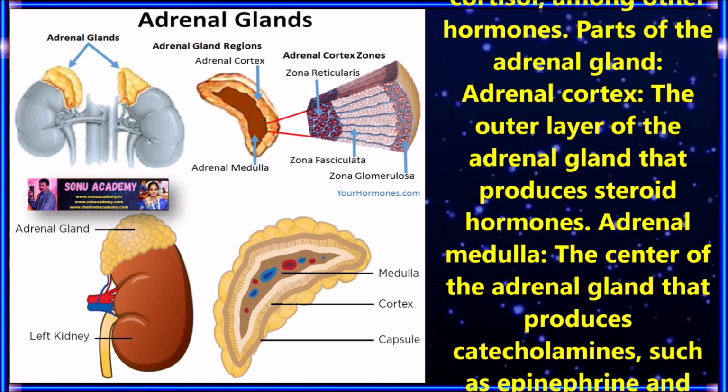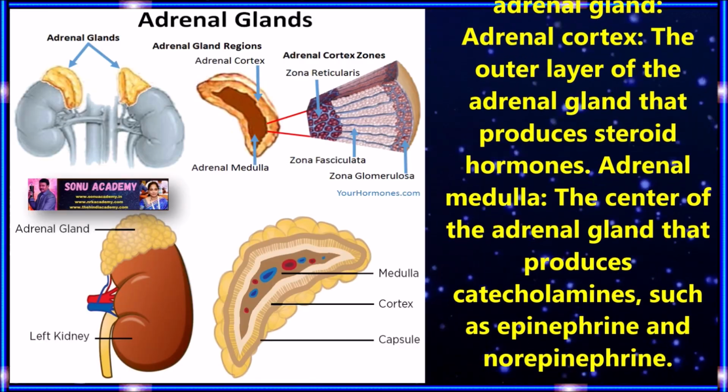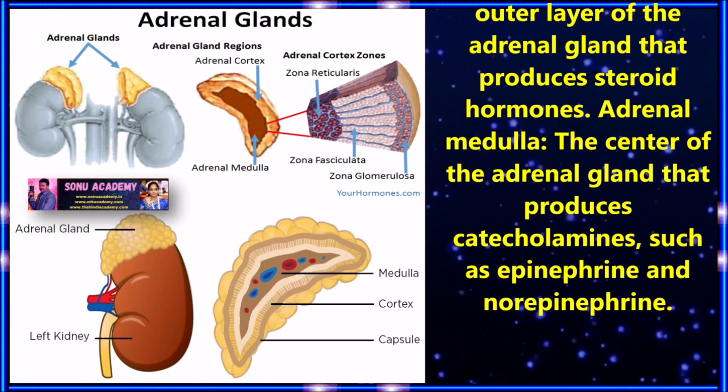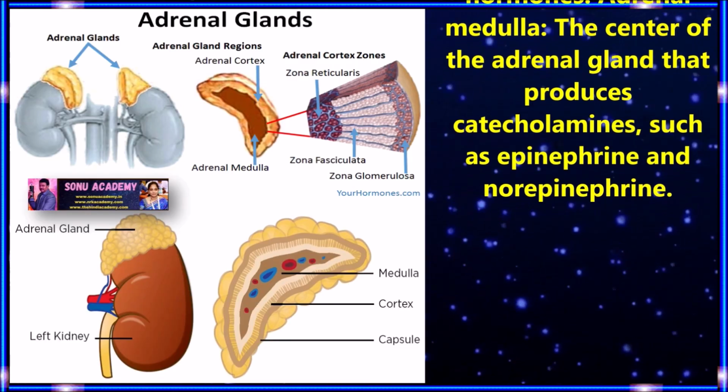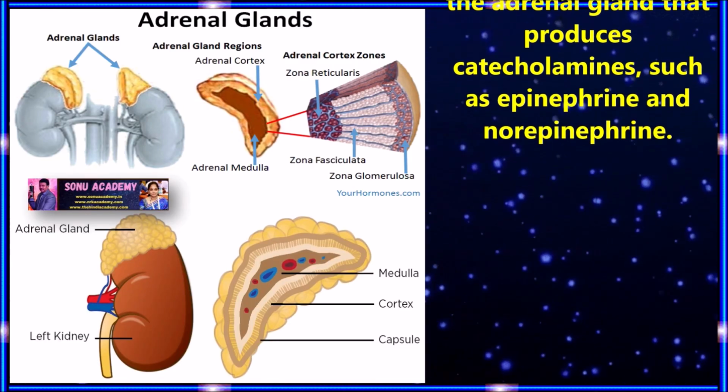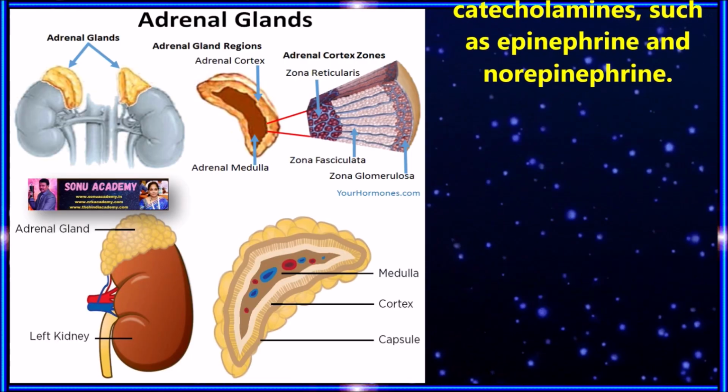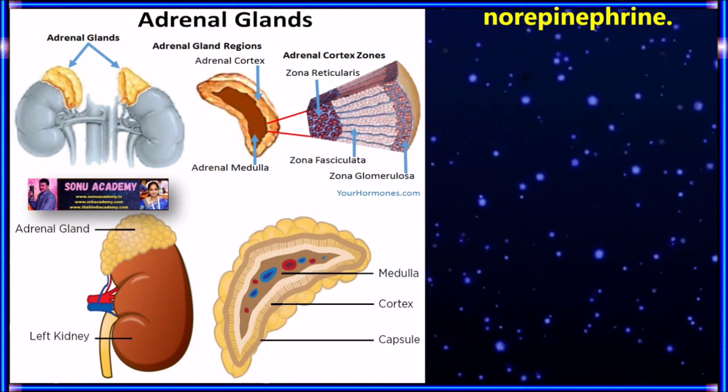Adrenal cortex: the outer layer of the adrenal gland that produces steroid hormones is called the adrenal cortex. Adrenal medulla: the central part of the adrenal gland that produces catecholamines such as epinephrine and norepinephrine.